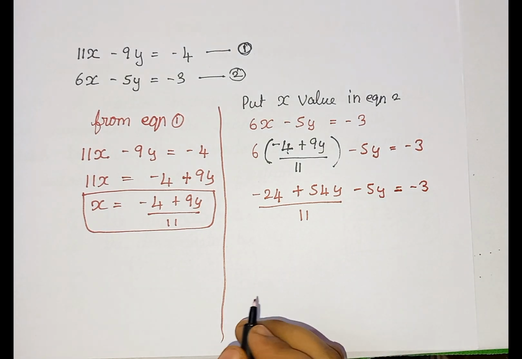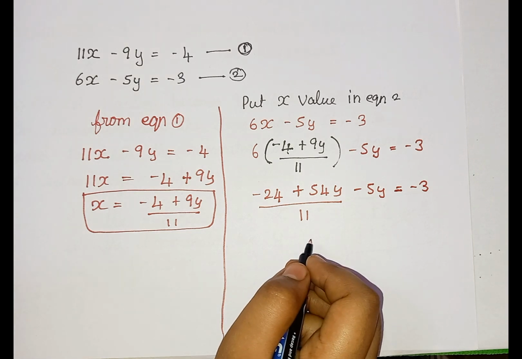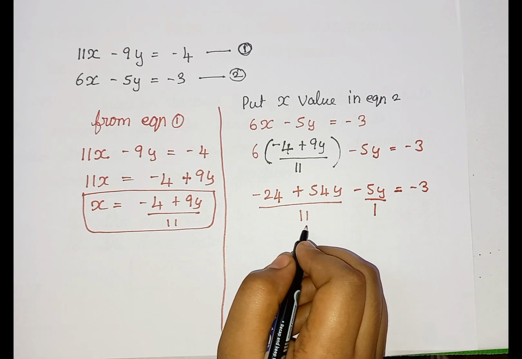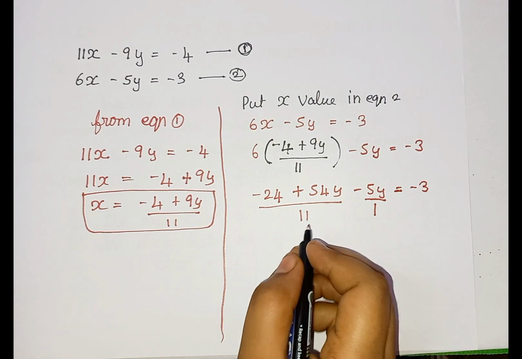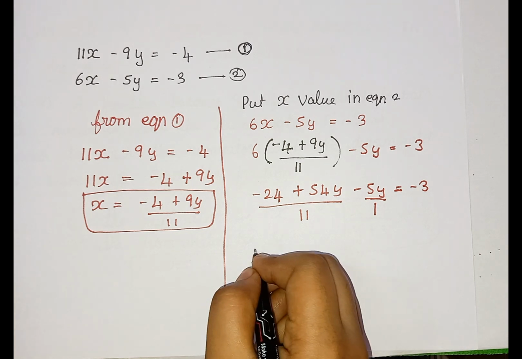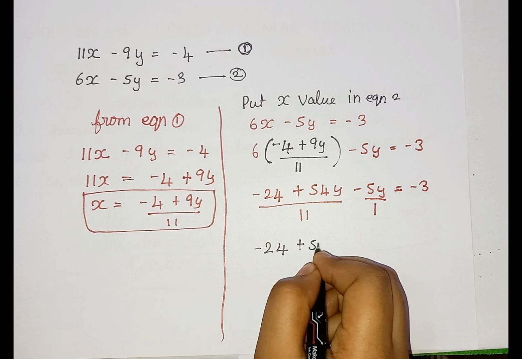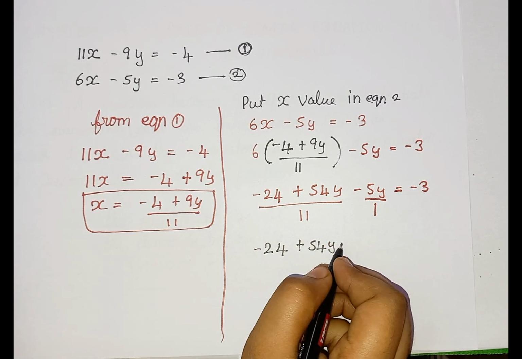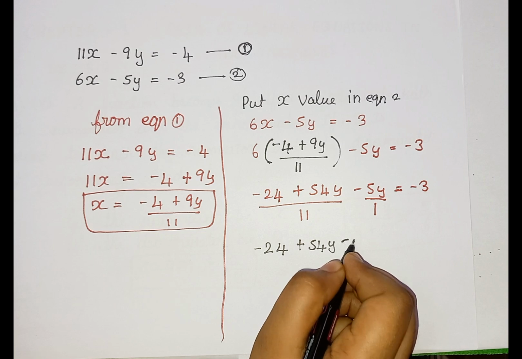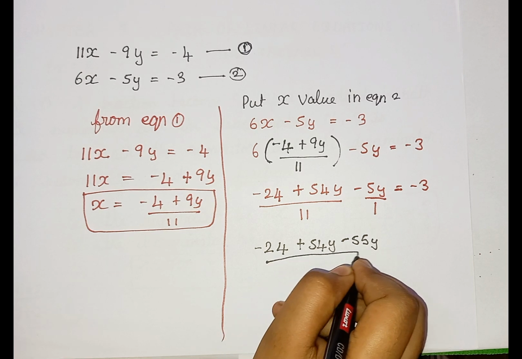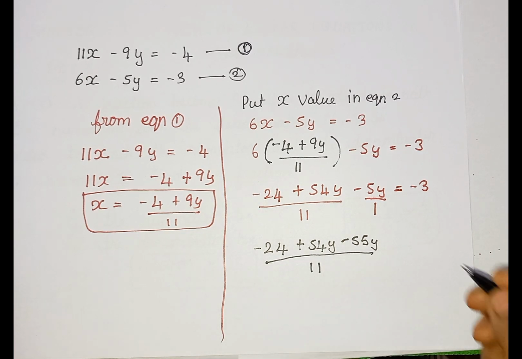Okay, so now what can we do? Think properly. If I write divided by 1, I can actually take the LCM, isn't it? So when I take the LCM, I'll get minus 24 plus 54y, you are supposed to try it, minus 55y, divided by 11, and then is equal to minus 3. I get something like this.